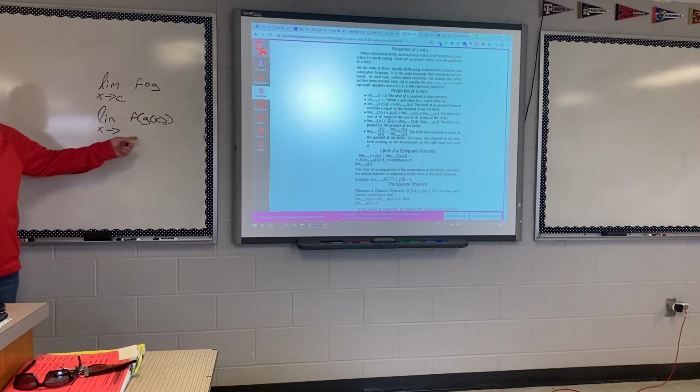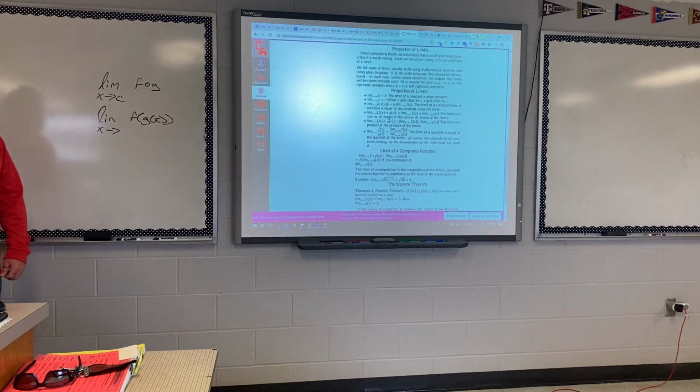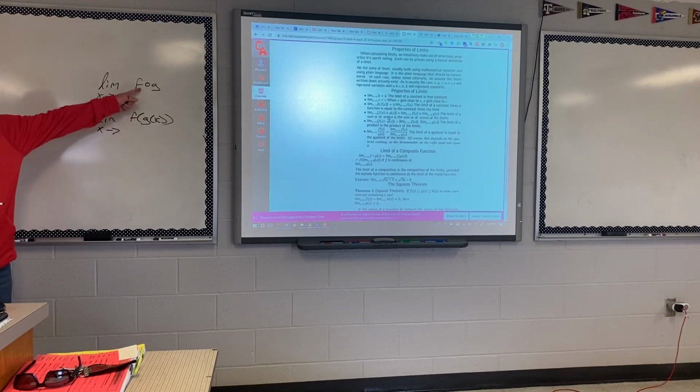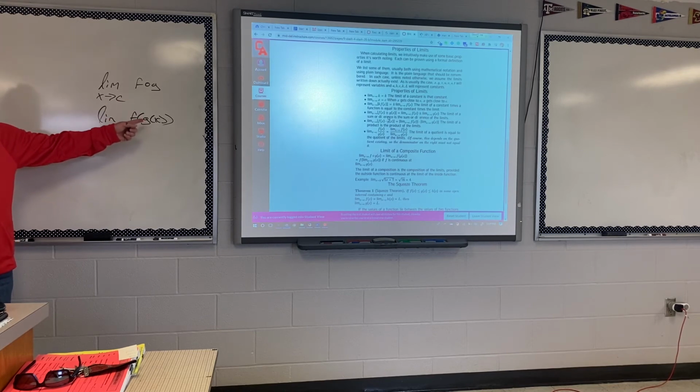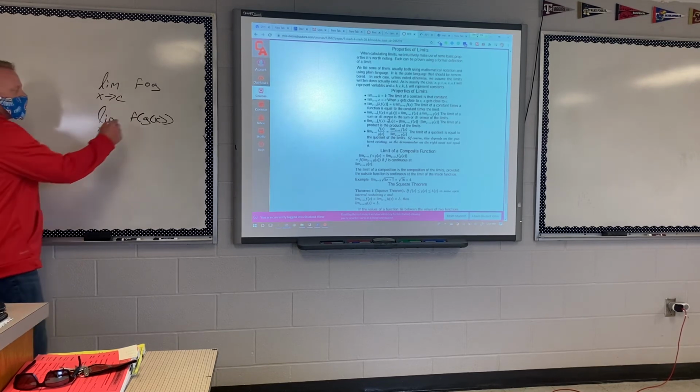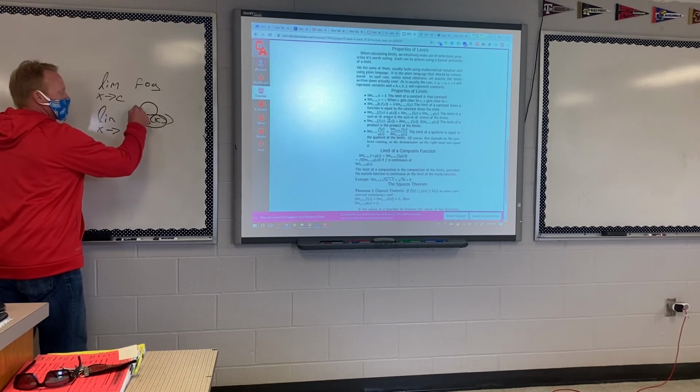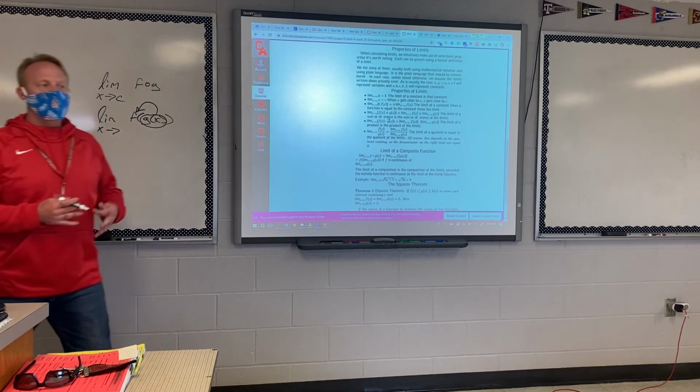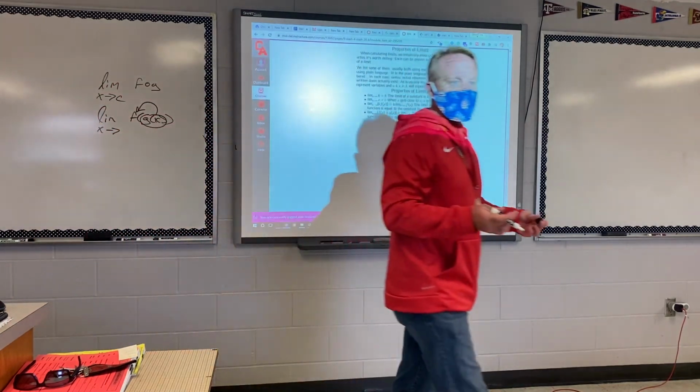Which one are you guys more used to? Top or the bottom? Bottom. Yeah, I'm more used to this, but these two things mean the same thing. If you see this, just know that it's talking about this. So notice that g is inside of f, and that's what makes it a composite function.